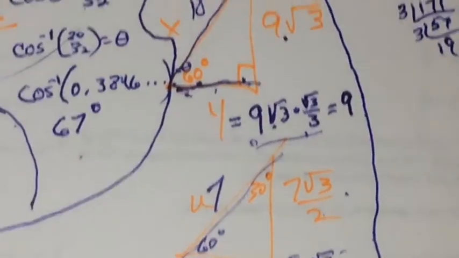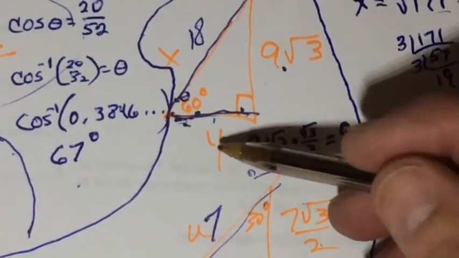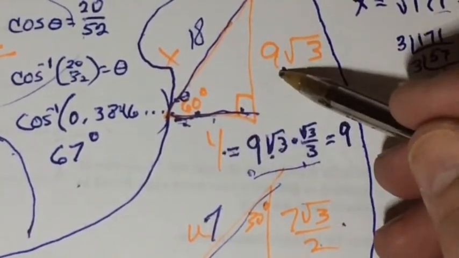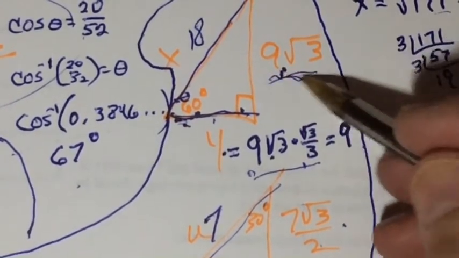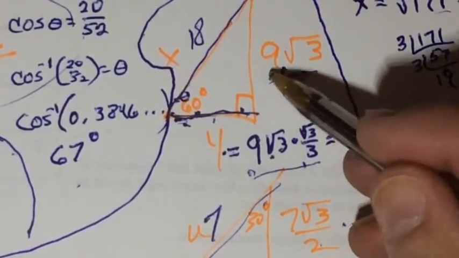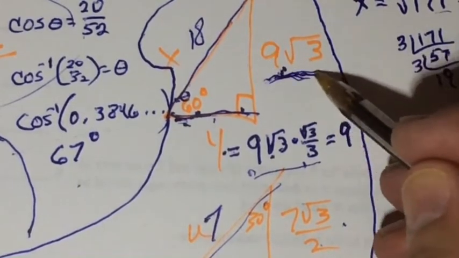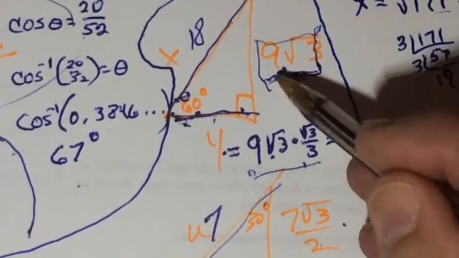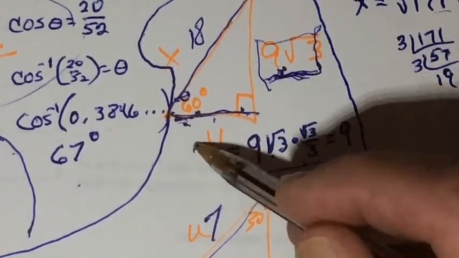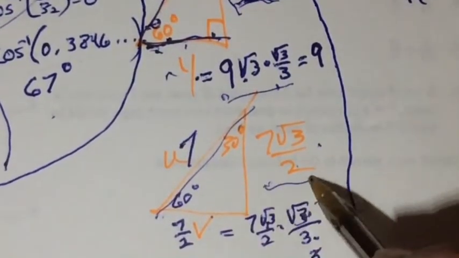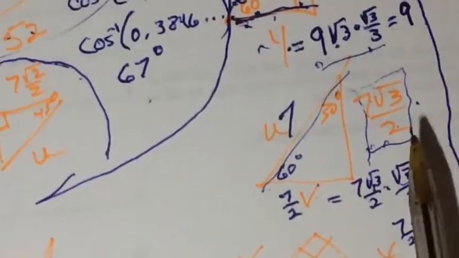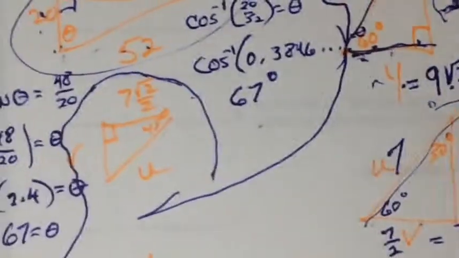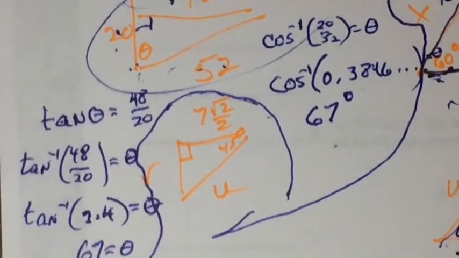Now for both of these, if you remembered that whatever this is, you multiply it by the square root of 3 to get this, that makes this even easier. Because what did I multiply by the square root of 3 in order to get this number? 9. What did I multiply by the square root of 3 in order to get this number? 7 over 2. But even if you don't remember it, there are plenty of clues here.